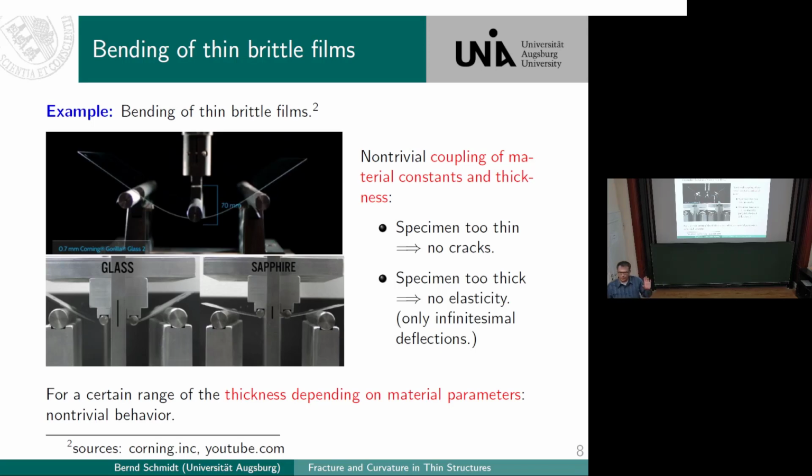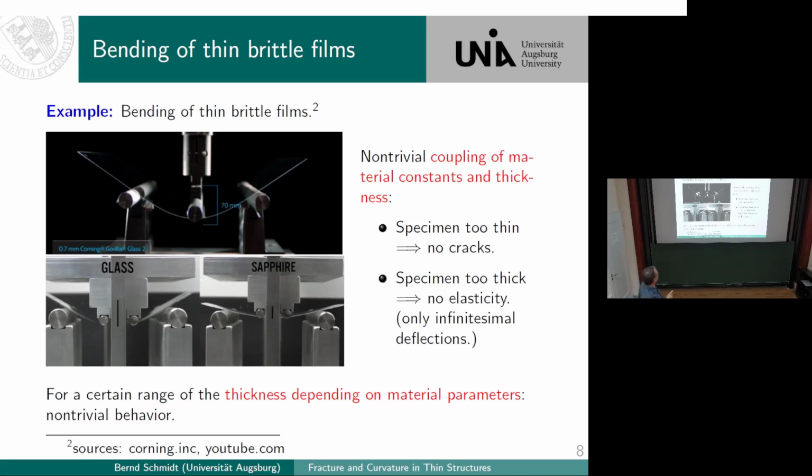And this is a difficulty from the modeling point of view, because it tells you the following: if you just make this very, very brittle material, and here maybe this one is even more brittle, if you just make it thin enough, and thinner and thinner and thinner, eventually there will be no fracture because it's too thin.